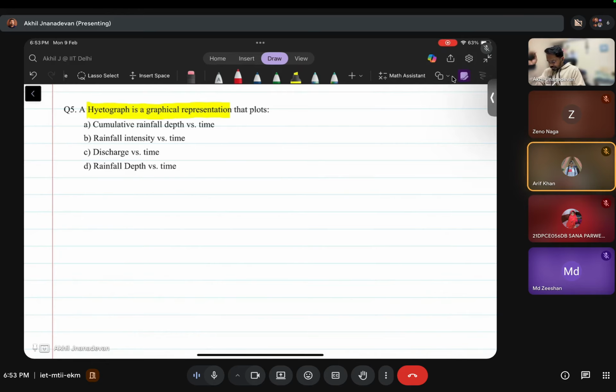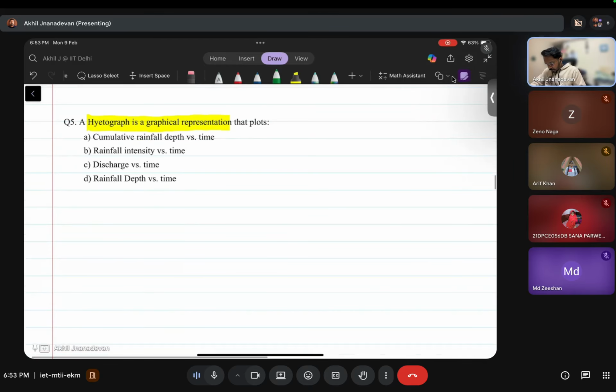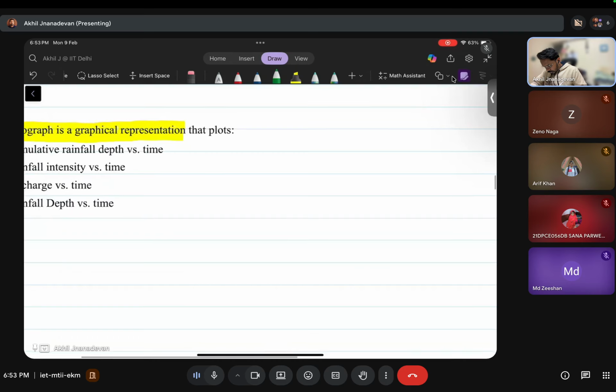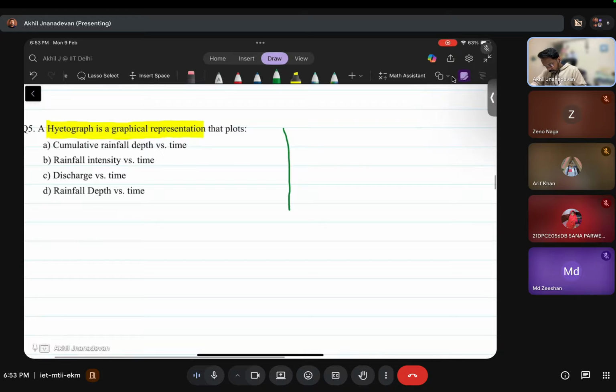Yes. So we can quickly go through what each of the terms is. The first option is cumulative rainfall depth by time. That means if I take time in hours, for each hour, 1 hour, 2 hours, 3 hours, I'm measuring the rainfall, and each time I'm adding. Say 1 mm happened in the first hour, 2 mm happened in the second hour, so in the second hour I will report it as 3 mm. So it is accumulated that we are taking.